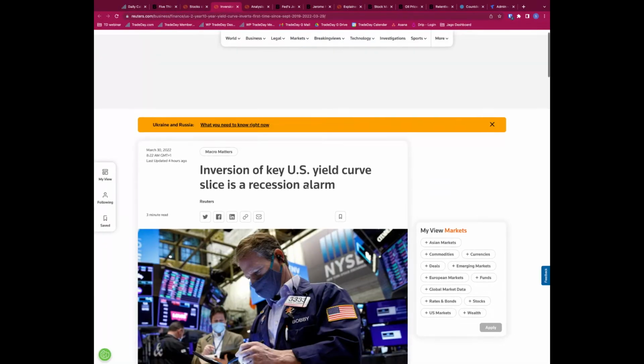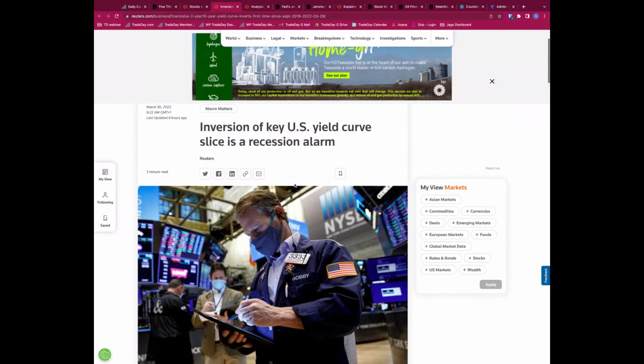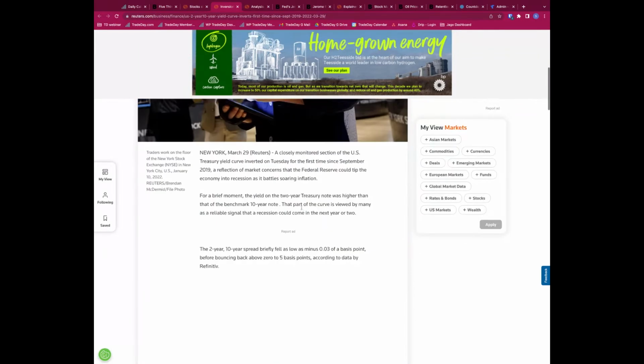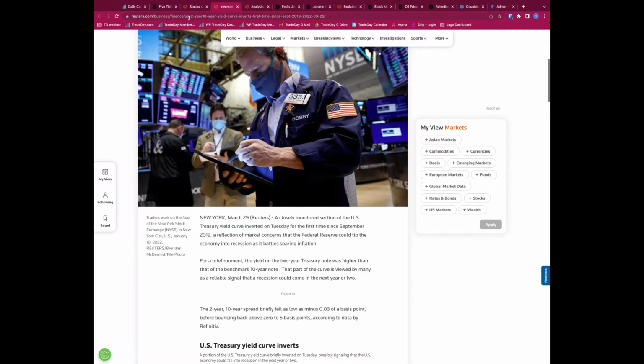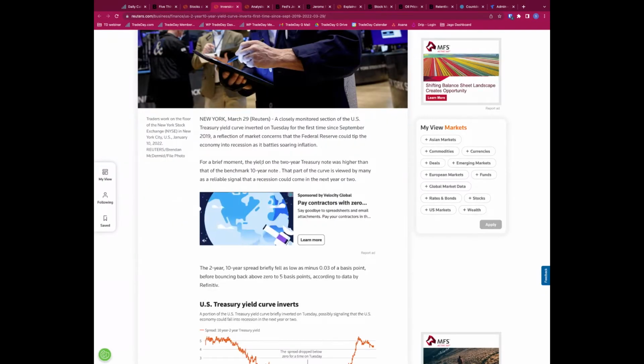Inversion of key US yield curve slice is a recession alarm. Again, same kind of thing. They're both out of Reuters. I don't know if they've got any more in-depth analysis. And it was a brief moment. It's intraday. It didn't close through zero. The 2s, 10s is just the difference between the 2-year and the 10-year.